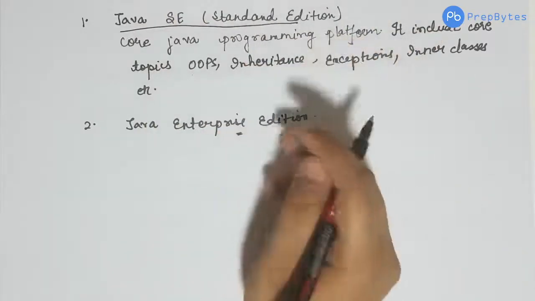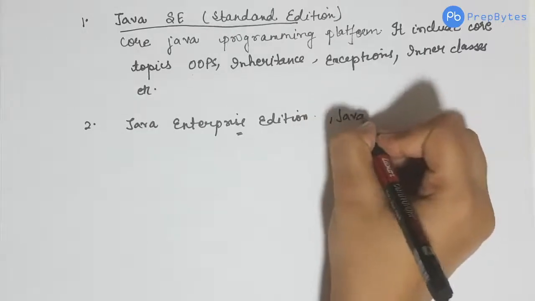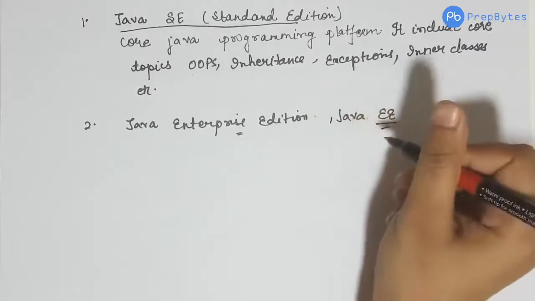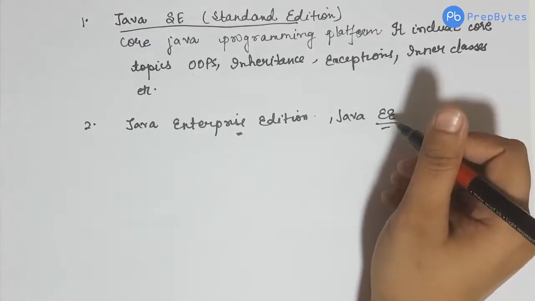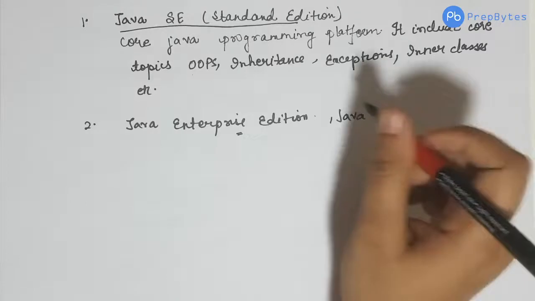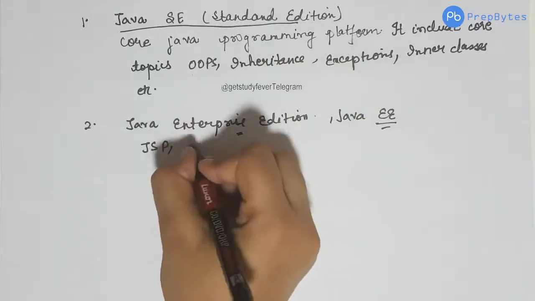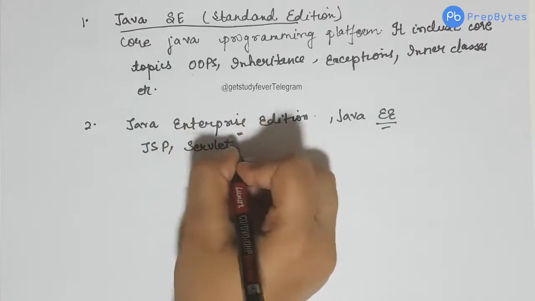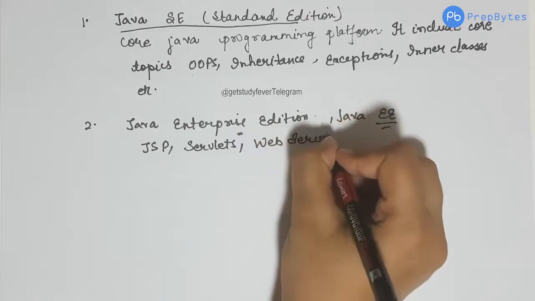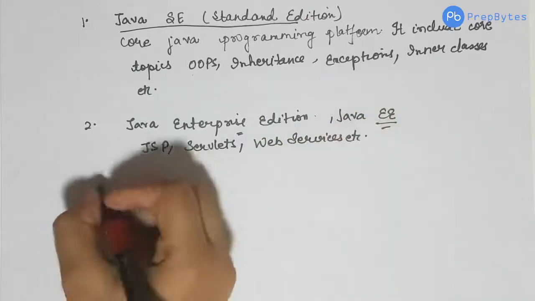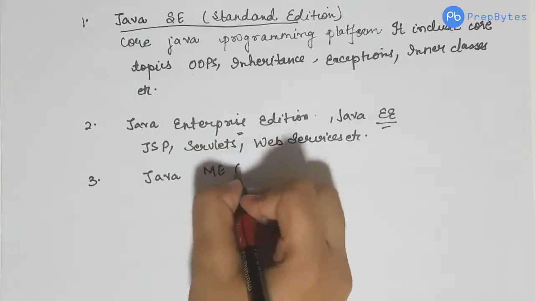Java Enterprise Edition, another edition of Java, is also known as Java EE, and it is used to build enterprise applications as well as web applications, and as I said, it is built on the top of Java Standard Edition. It has topics like JSP, servlets, web services, etc. Next we have Java Micro Edition or Java ME.